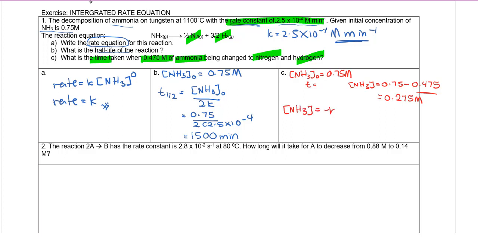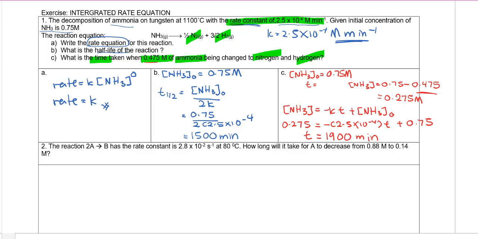Okay, negative kt plus the concentration of ammonia at initial. So it's equal to 0.275, negative 2.5 times 10 to the power of negative 4, plus 0.75. So the time taken is 19,000 minutes. Okay, so 0.475 molar of ammonia is being changed to nitrogen and hydrogen.